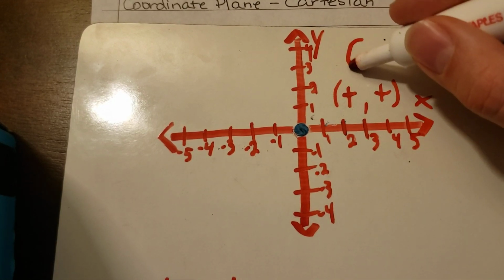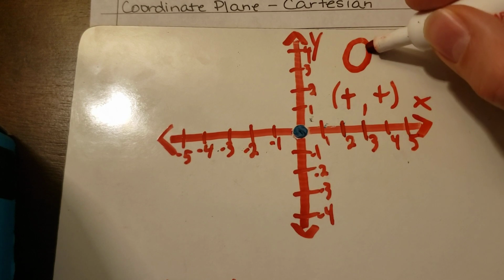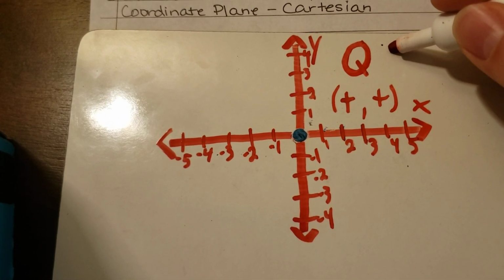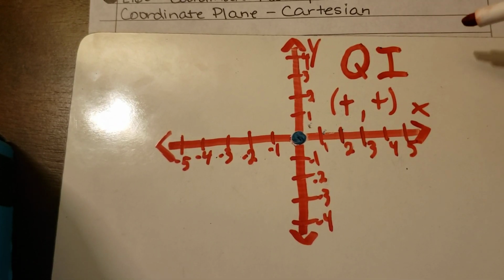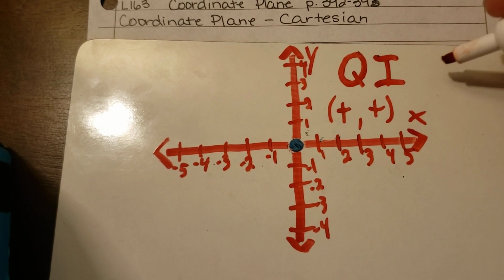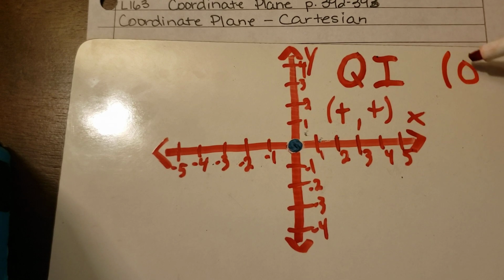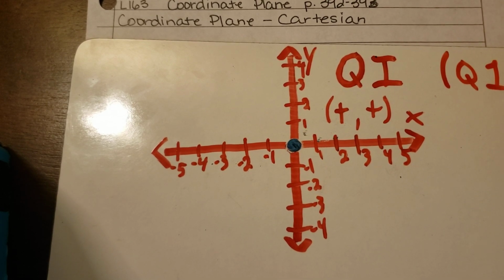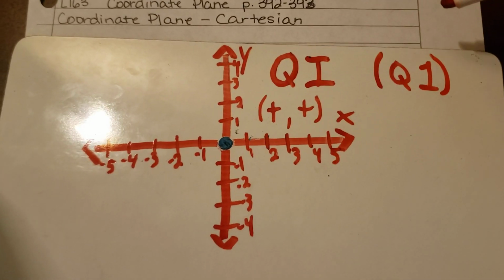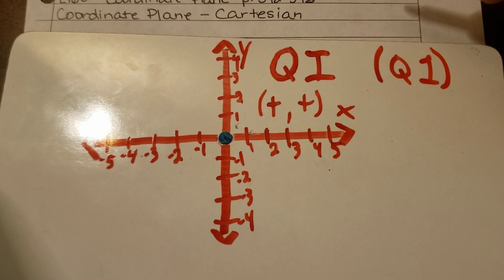This is known as quadrant. I'm just going to label it Q, quadrant 1. Now, that might look like quadrant I, but we're using Roman numerals. So think of it like quadrant 1, but we're using Roman numerals.